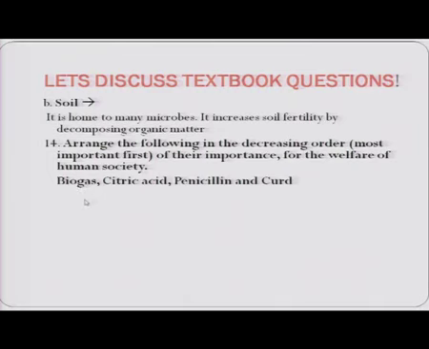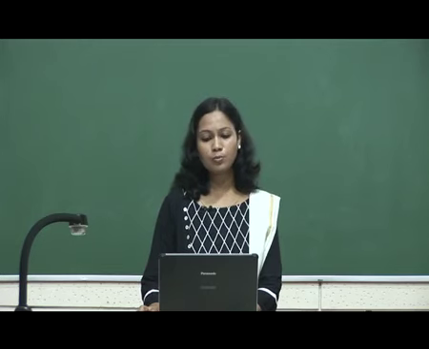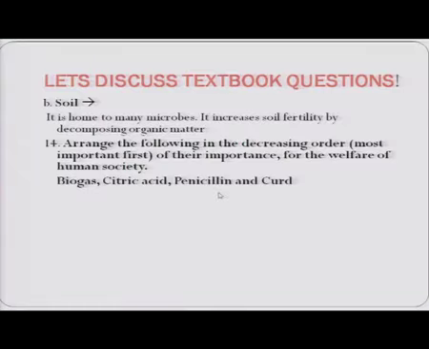Biogas. Biogas can be used as a fuel, especially in rural areas. Citric acid is used in preservatives and other compounds. Penicillin is an antibiotic which can help in getting rid of many diseases, and curd is used in our houses as a tasty product. So, according to me, penicillin should be the most important because it has helped in decreasing the rates of deadly diseases, and the antibiotics help in curing us from many diseases.